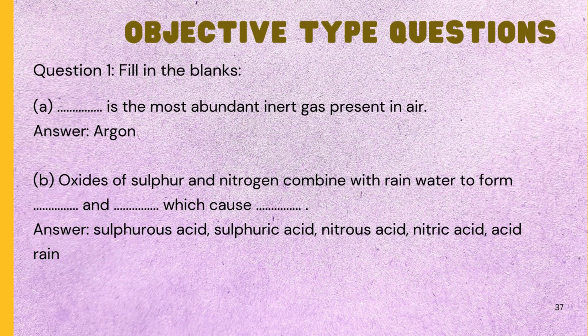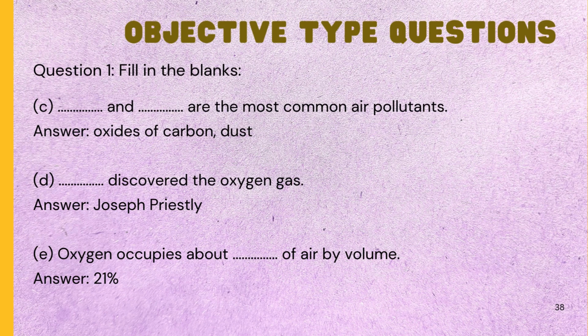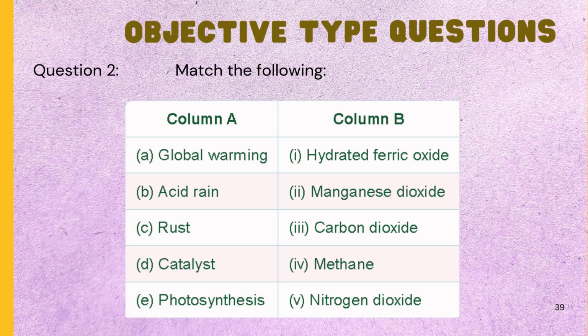Objective type questions. A. Dash is the most abundant inert gas present in air. Answer is argon. B. Oxides of sulfur and nitrogen combine with rain water to form dash and dash, which cause dash. Answer is sulfurous acid, sulfuric acid, nitrous acid, nitric acid, acid rain. C. Dash and dash are the most common air pollutants. Answer is oxides of carbon, dust. D. Dash discovered the oxygen gas. Answer is Joseph Priestley. E. Oxygen occupies about dash of air by volume. Answer is 21%.